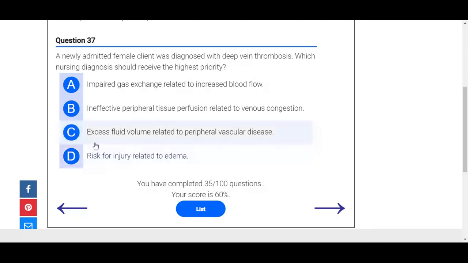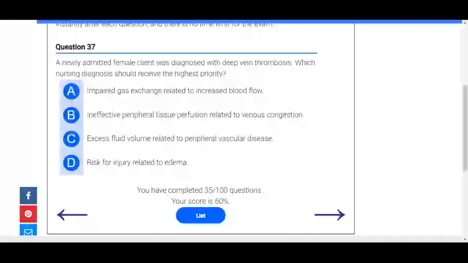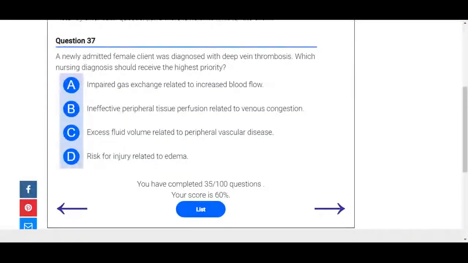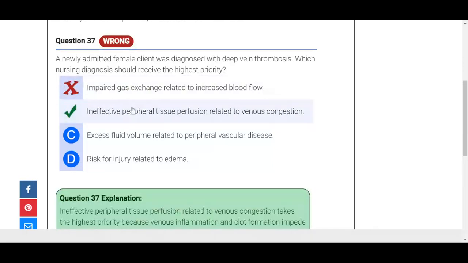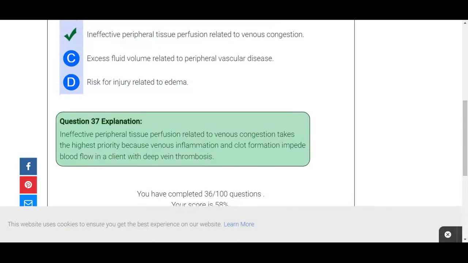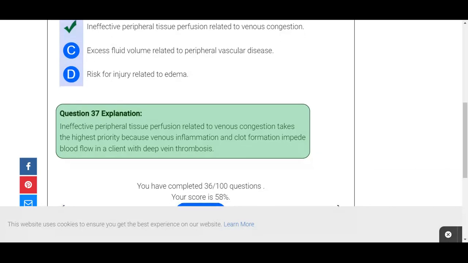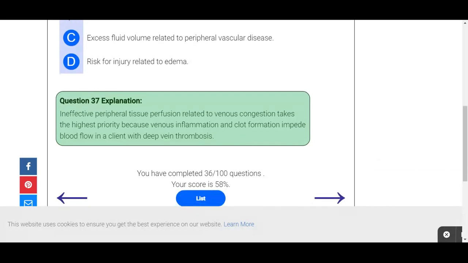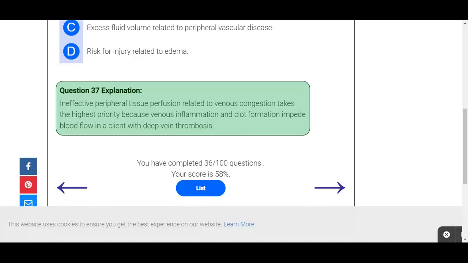But going back to our ABC priority, we have airway, breathing, and circulation. This one is talking about airway. This one is talking about circulation. This one as well. So we'll see if it is this one. Oh no, it's about ineffective peripheral tissue perfusion. So ineffective peripheral tissue perfusion related to venous congestion takes the highest priority because venous inflammation and clot formation impede blood flow in a client with deep vein thrombosis. That is very true.